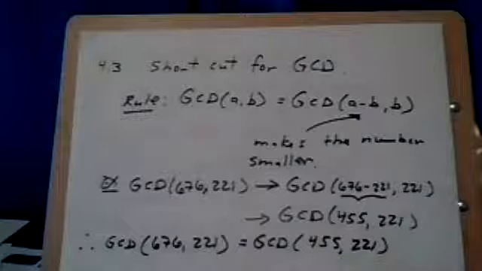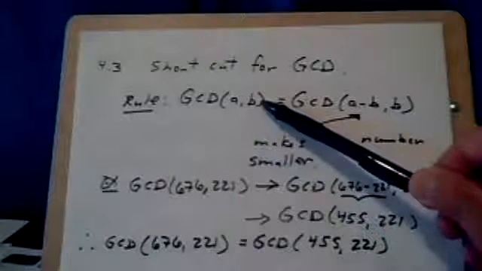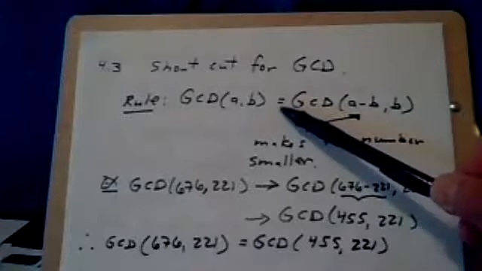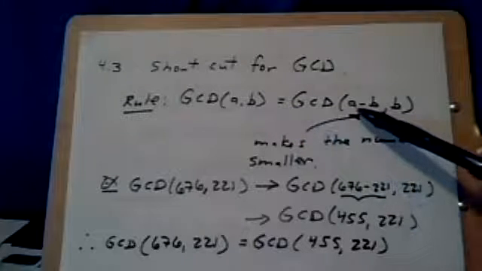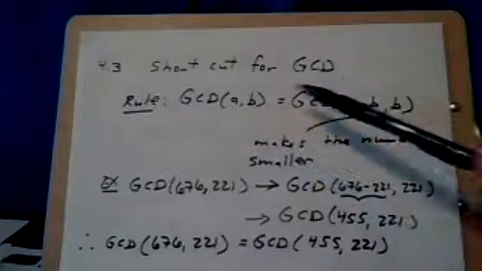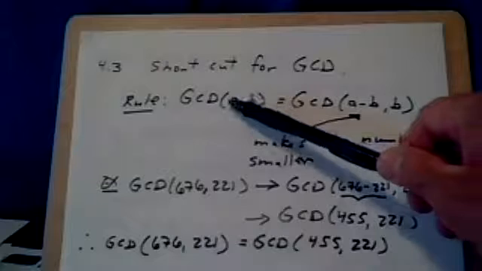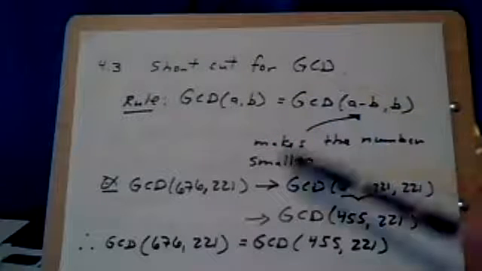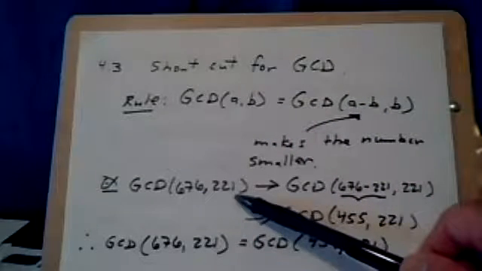Here's a shortcut for the GCD. And the rule is like the formula. Notice on the left of the formula where you have the GCD A and B, it says it equals this. So instead of doing this, you could do it easier by first subtracting these two. In this case, 676 minus 221, the smaller from the bigger.